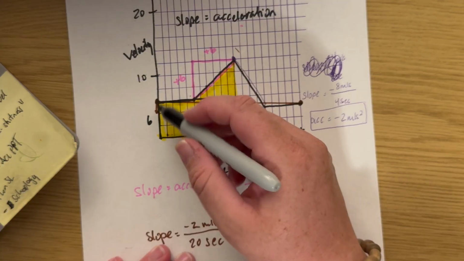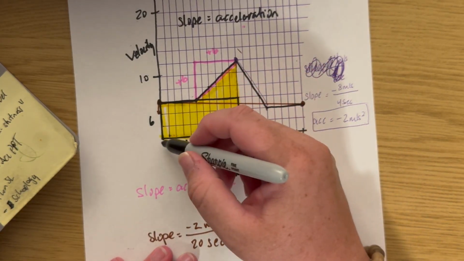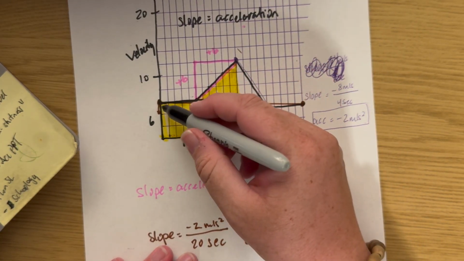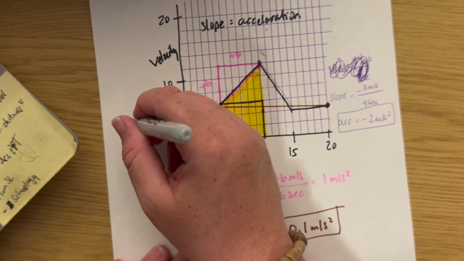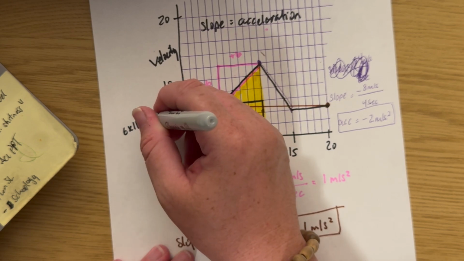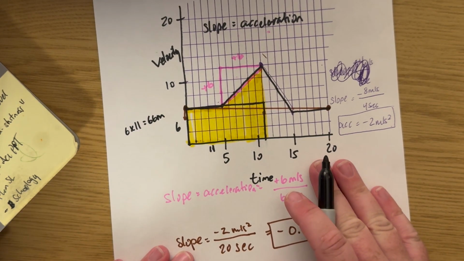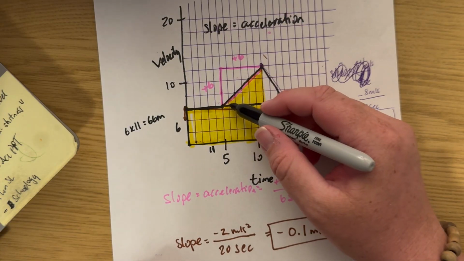11 seconds and 6 meters per second. I went for 11 seconds at least 6 meters per second. So when I take 6 times 11, I get 66 meters. But that's not all, because then here I'm also getting faster.